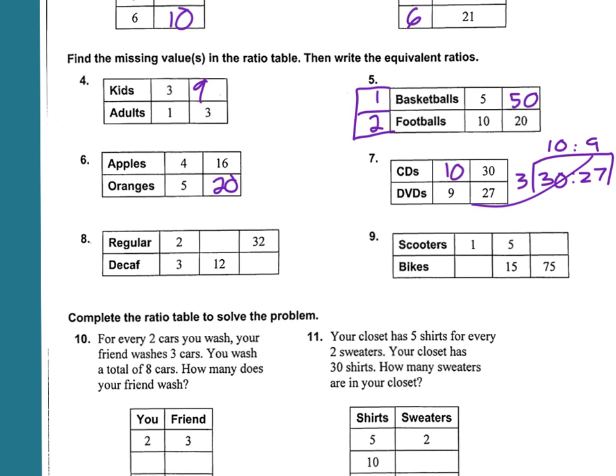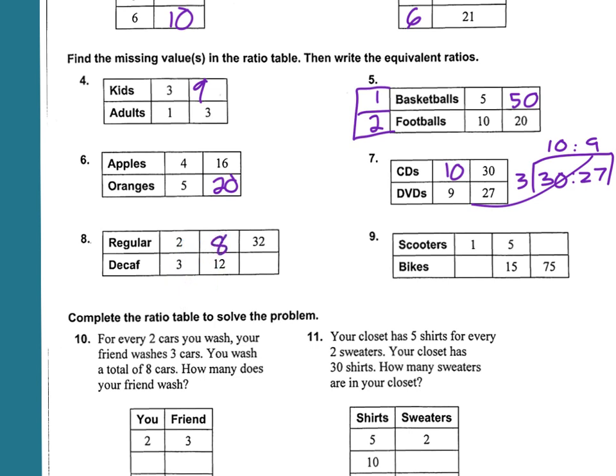Okay, let's look at the next one. We have a 2 to 3 ratio, so we know that is simplified. Nothing goes into 2 and 3 evenly. So we are now going to look at the relationship. How did 3 turn into 12? Times it by 4. So I'm going to take the 2 and times it by 4, and I get 8.